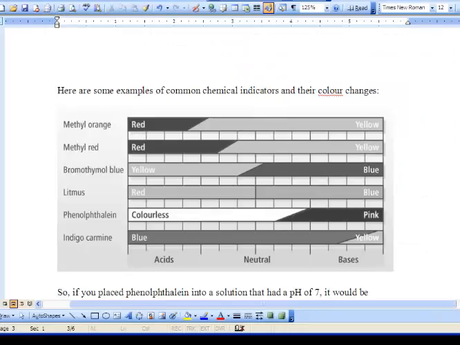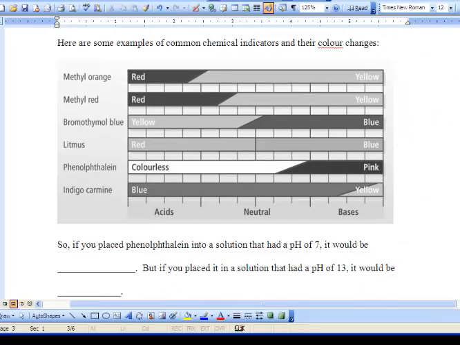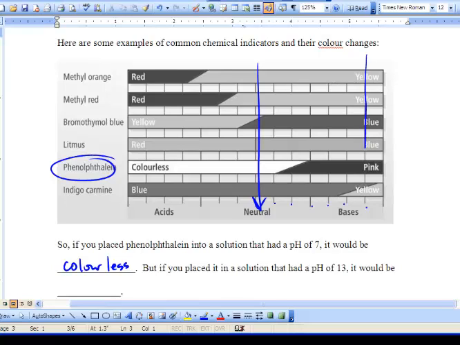So if you placed phenolphthalein in a solution of 7, so we've got our neutral right here, and if we look over at phenolphthalein, it would be colorless. Now, but if you place it in a solution at a pH of 13, so 7, 8, 9, 10, 11, 12, 13, so if we go right here and we look at phenolphthalein, it would be pink.